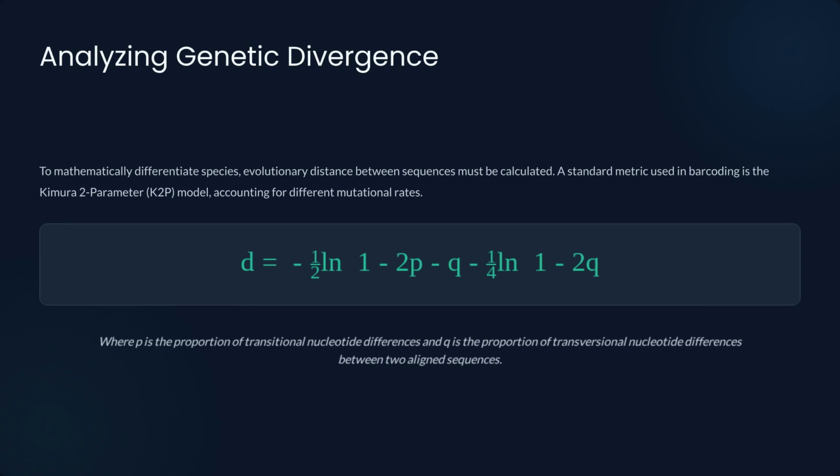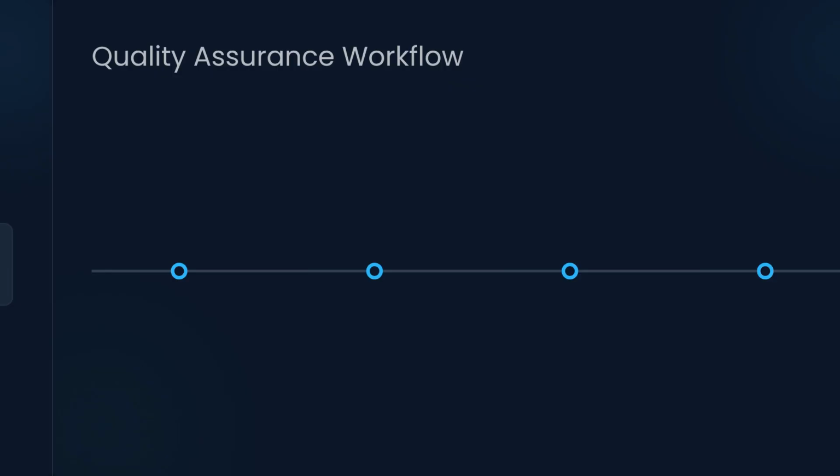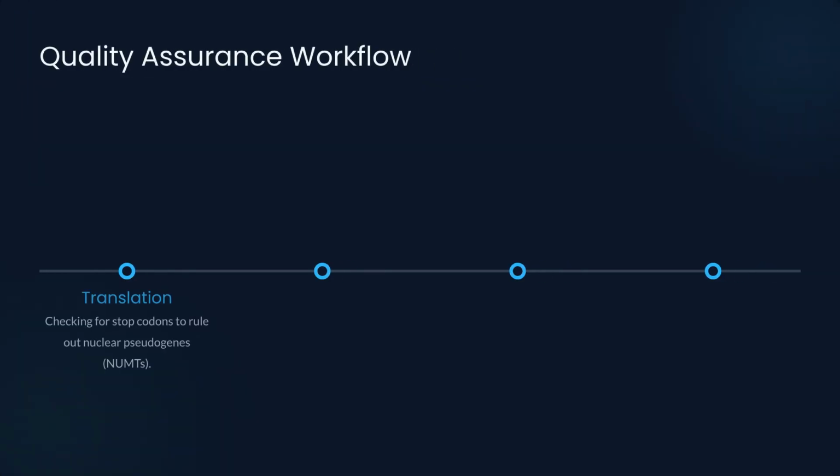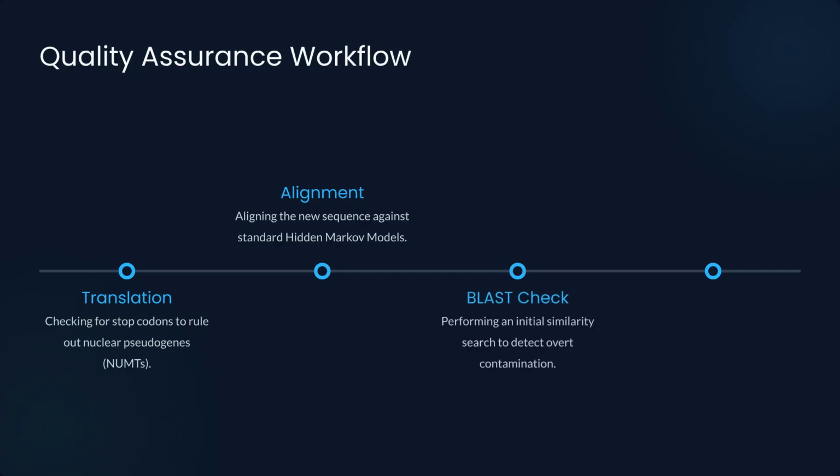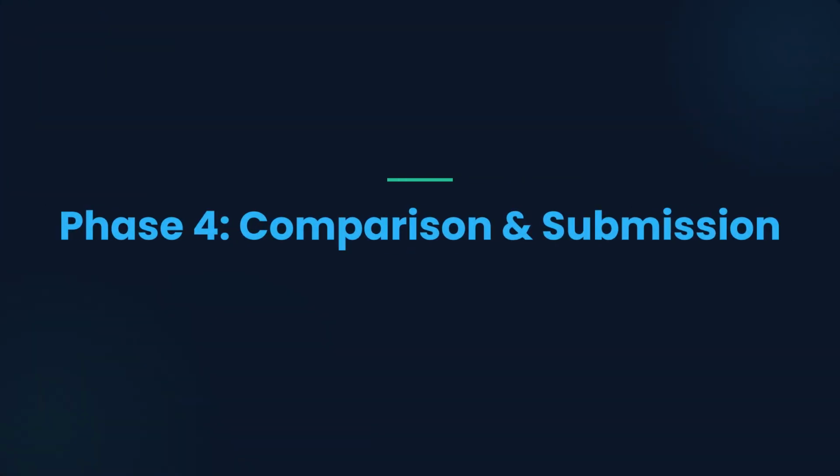The Kimura-2 parameter, or K2P model, is a standard metric used in barcoding that accounts for different mutational rates in this process. The quality assurance workflow involves translation to check for pseudogenes, alignment against standard models, a BLAST check for contamination, and final validation before global submission. Phase 4 is comparison and submission. This is where validated data contributes to global repositories and helps identify unknown specimens, completing the entire process.